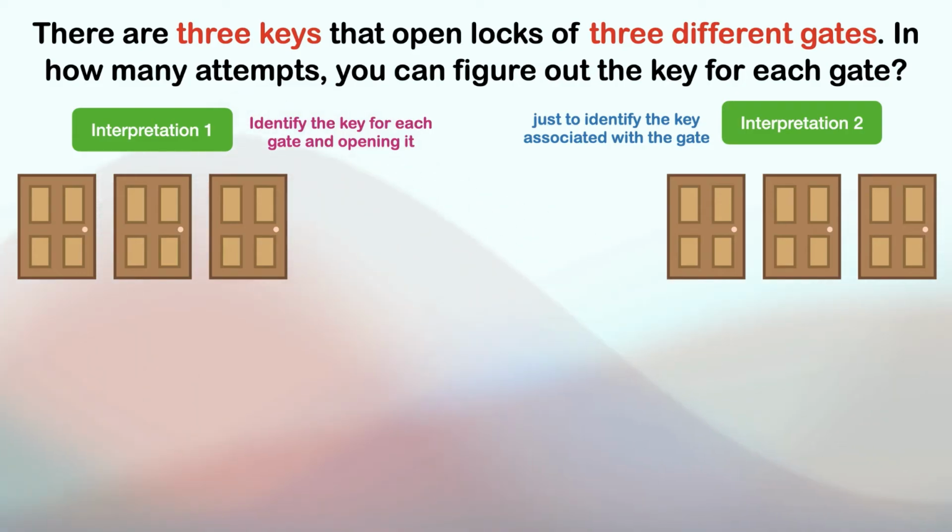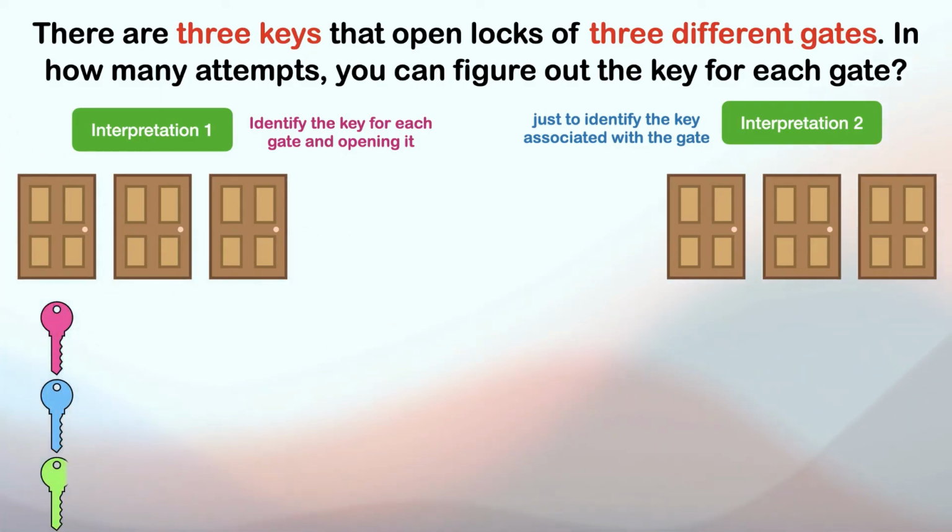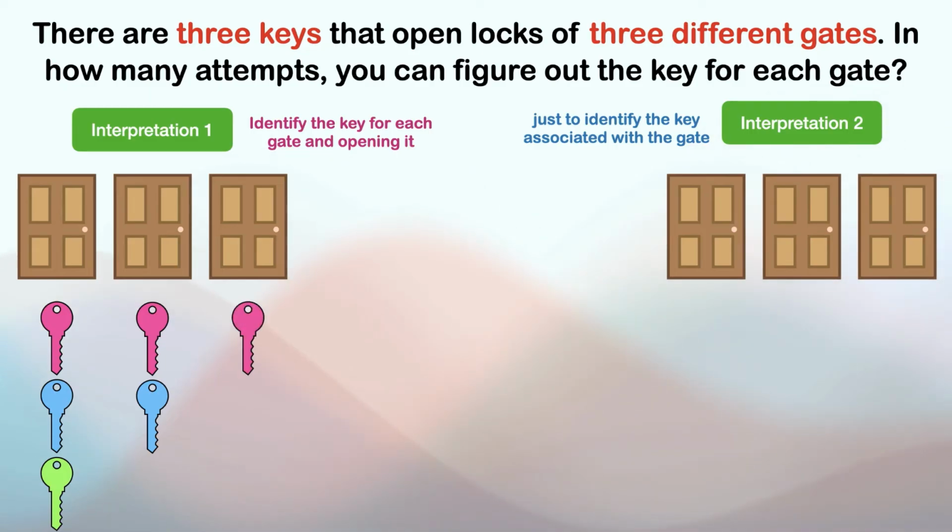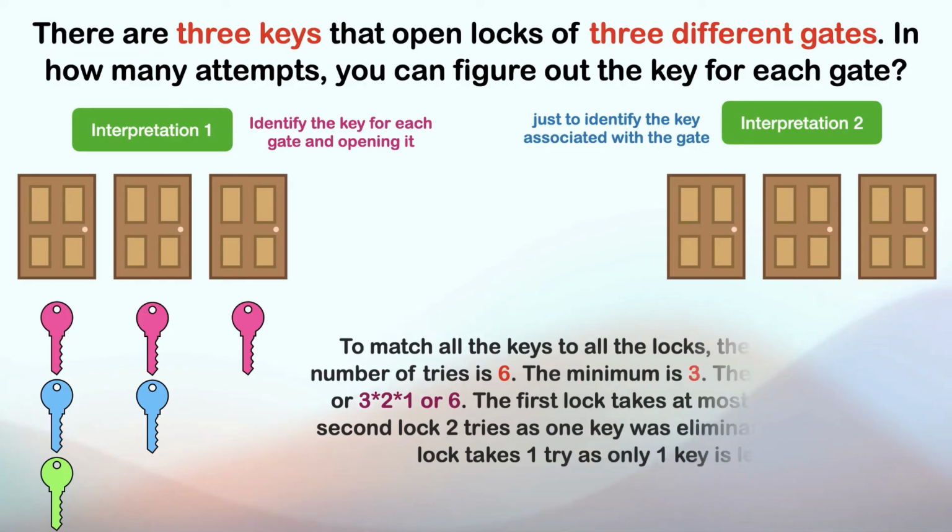According to the first interpretation, that is, to identify the key for each gate and open it, assuming that it is always the last key that works, the first lock will take 3 attempts, having eliminated one lock per key. The next takes 2 attempts, leaving 1 attempt for the last lock. Hence 3 plus 2 plus 1, which is equal to 6. Hence, to match all the keys to all the locks, the maximum number of tries is 6.